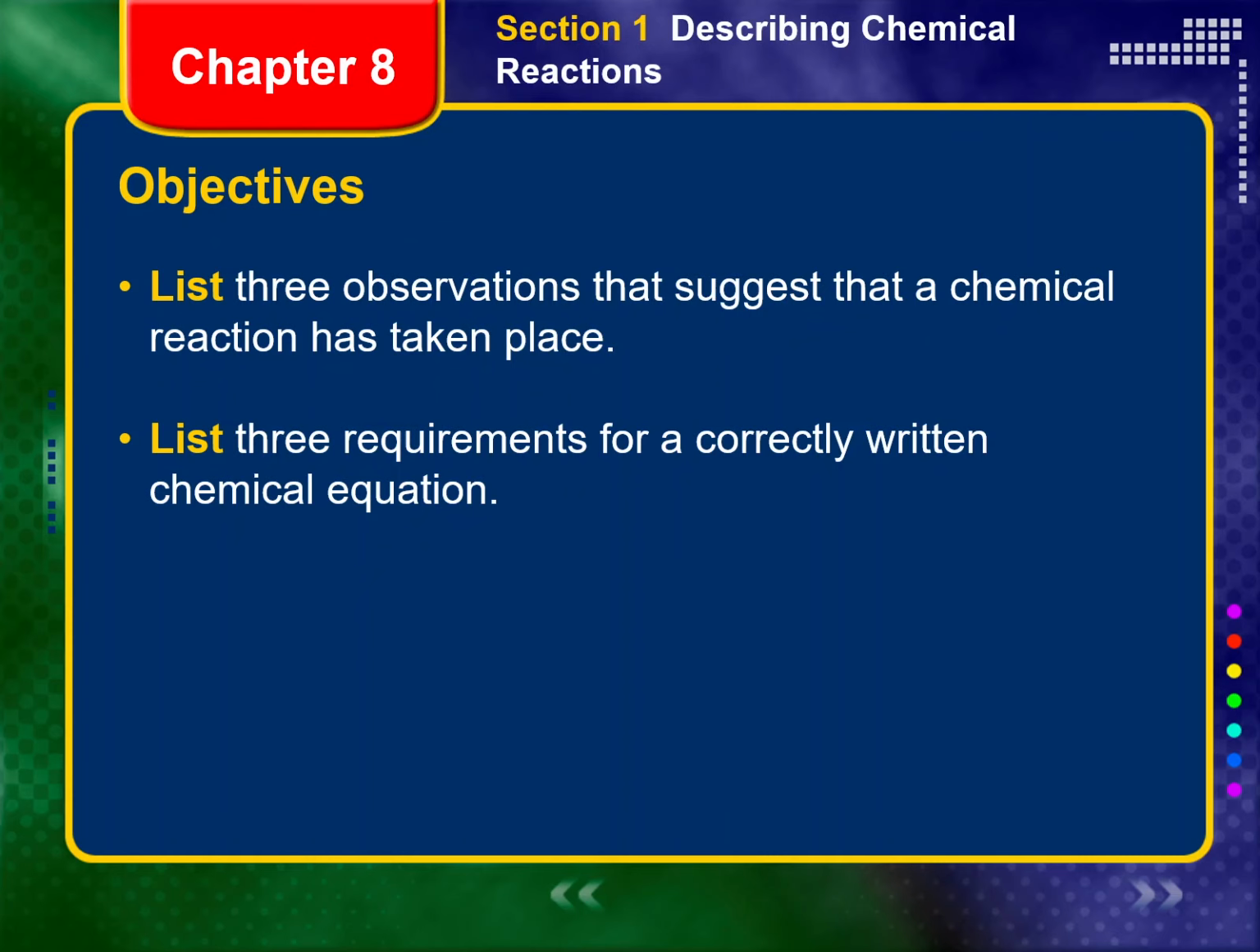At this point, you should be able to list 3 observations that suggest that a chemical reaction has taken place and list 3 requirements for a correctly written chemical equation.